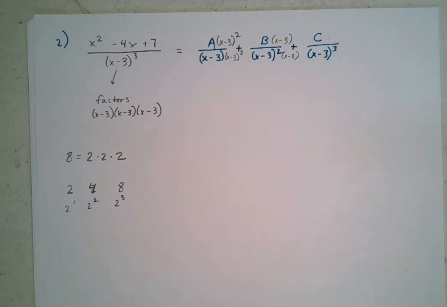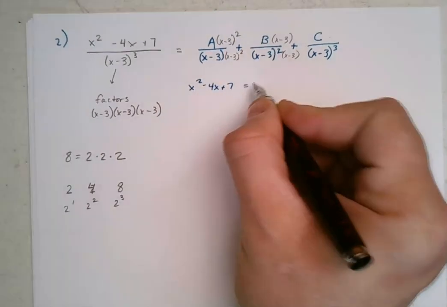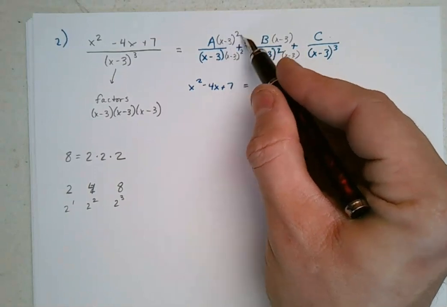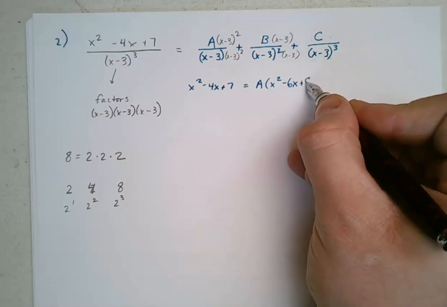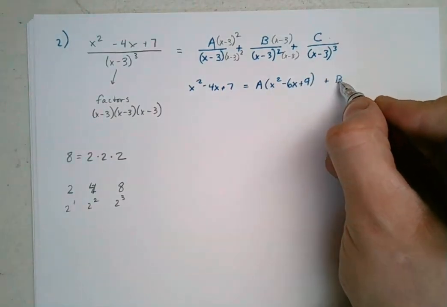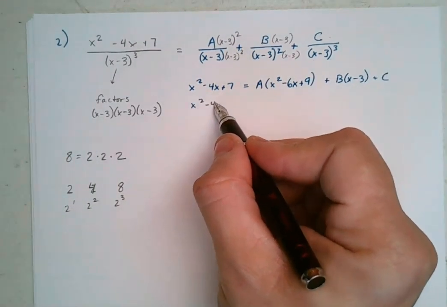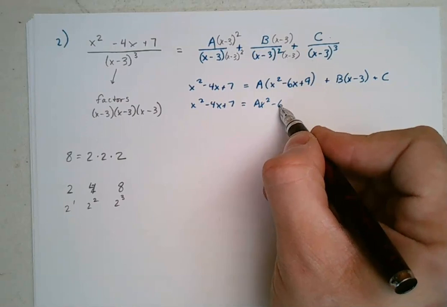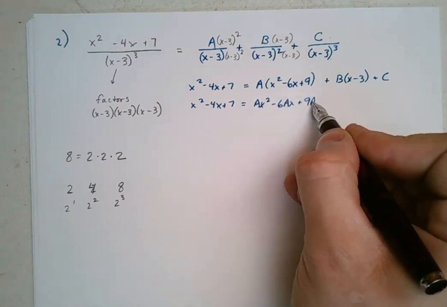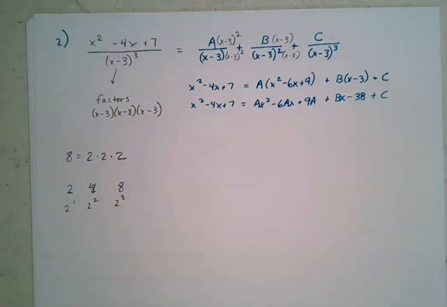So what I'm going to do is take my numerators and write those down. So I've got x squared minus 4x plus 7 is equal to, and I'm going to go ahead and expand this. So this is going to be A times x squared minus 6x plus 9, plus B times x minus 3, plus C. And we're going to distribute. So I get Ax squared minus 6Ax plus 9A plus Bx minus 3B plus C. And just like our first example, we're going to combine like terms.